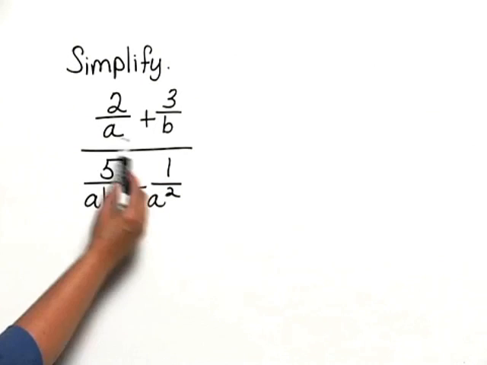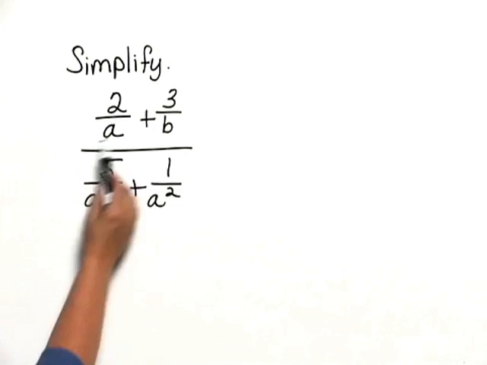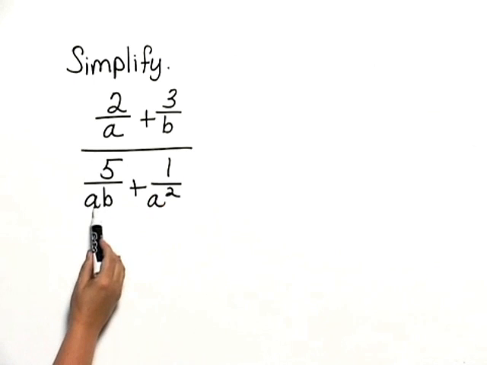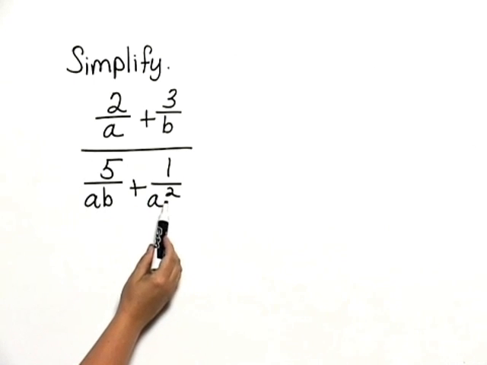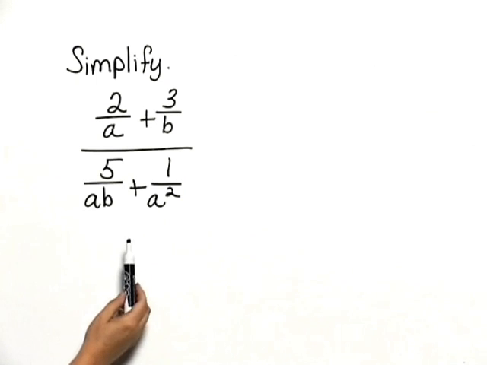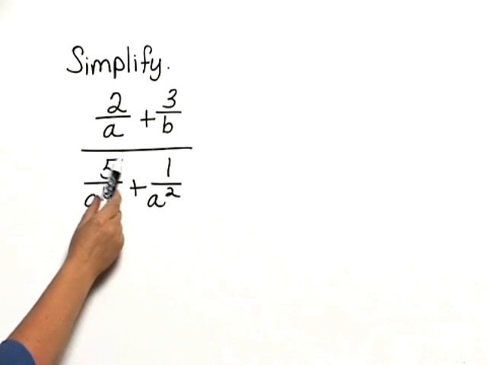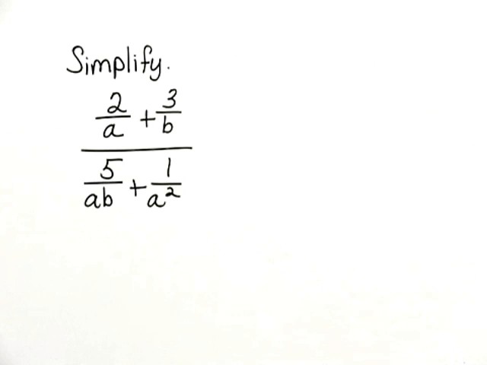Simplify (2/a + 3/b) all over (5/(ab) + 1/a squared). This type of rational expression that contains rational expressions in the numerator and denominator is a complex rational expression. There are a couple ways of simplifying these.